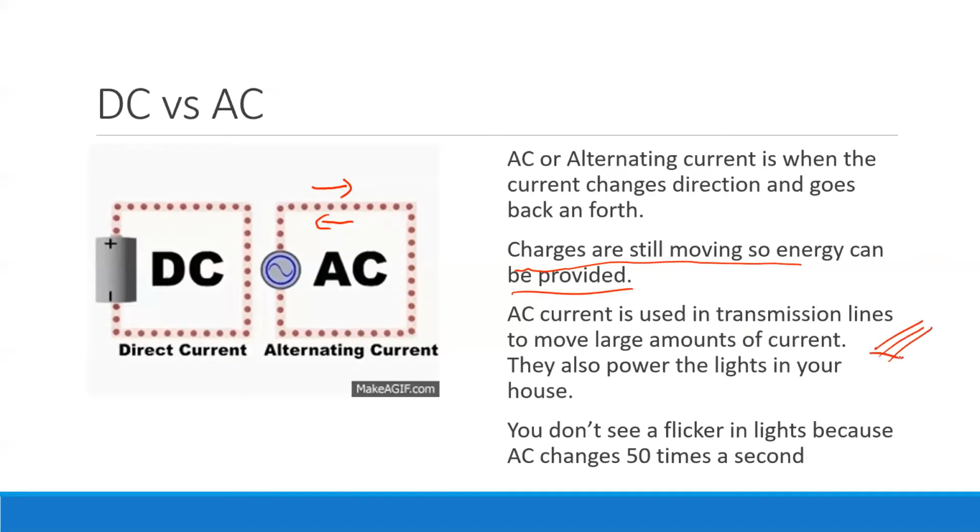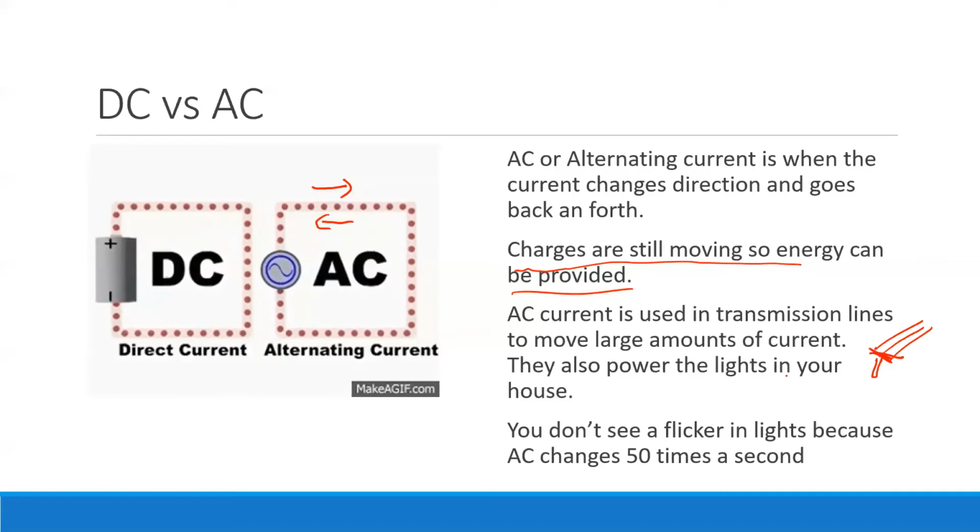In general, they're used in power lines because it's just a bit easier to move. It doesn't have as many problems with resistance, and it was just a lot more efficient. There's less energy loss when you deal with AC.